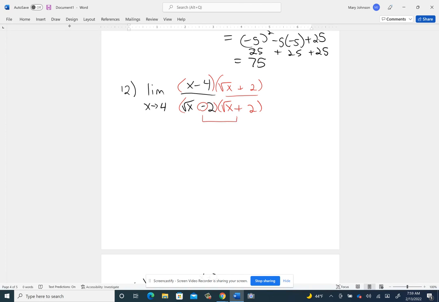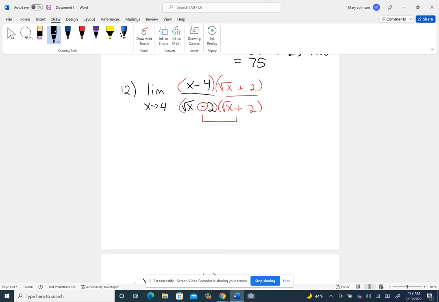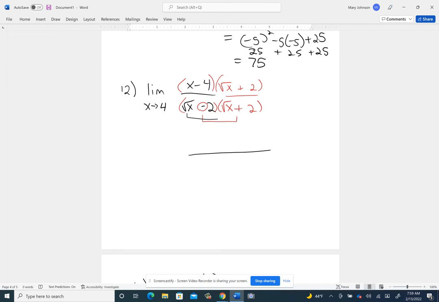And the reason you're picking the conjugate here is because of what it does when you multiply that out, when you FOIL that out. When you do square root of x times square root of x, you get x. Square root of x times 2 would be plus 2 square root of x. Then you come back and you do these two and get -2 square root of x, and then -2 times 2 would be -4. -2 times +2 would be -4. So you see how the inside terms cancel and you wind up not having any radicals in the denominator, okay?